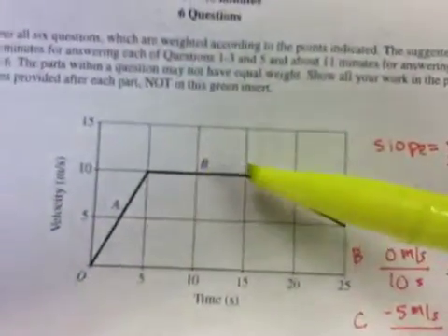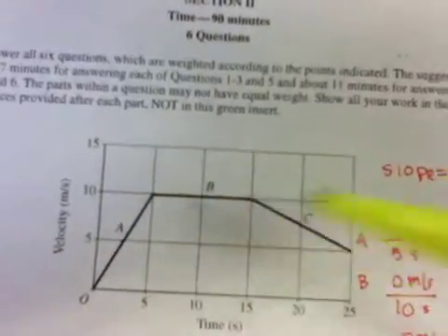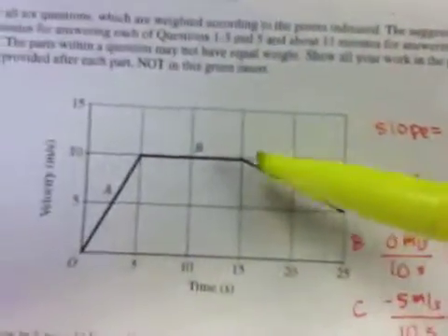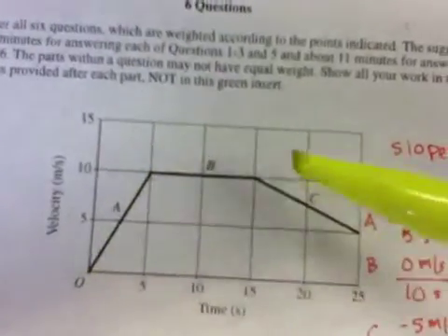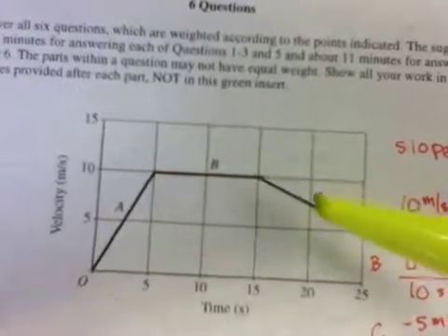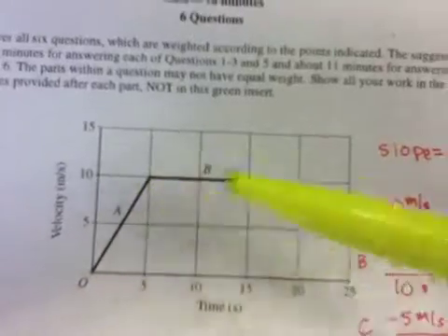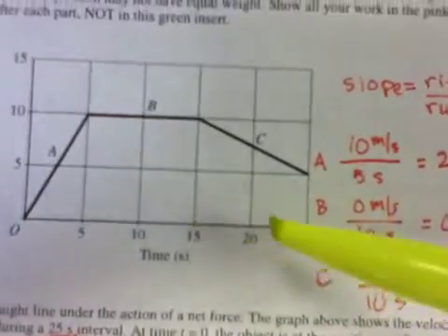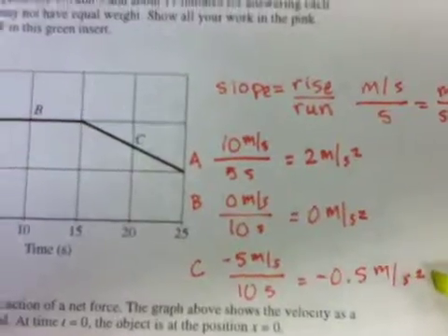Now for the second part, part B, we don't have any rise. So our rise is 0, and it's going to be 0 meters per second over the time, which is 10 seconds. And so we get an acceleration of 0 meters per second squared. Now for this last one, we see we have a difference, because the first one is rising, but this one is falling. So our rise is now a negative number, because we go from 10 to 5 rather than 0 to 10. Our rise this time is a negative 5, and our run is a positive 10 seconds. So we end up with negative 0.5 meters per second squared.